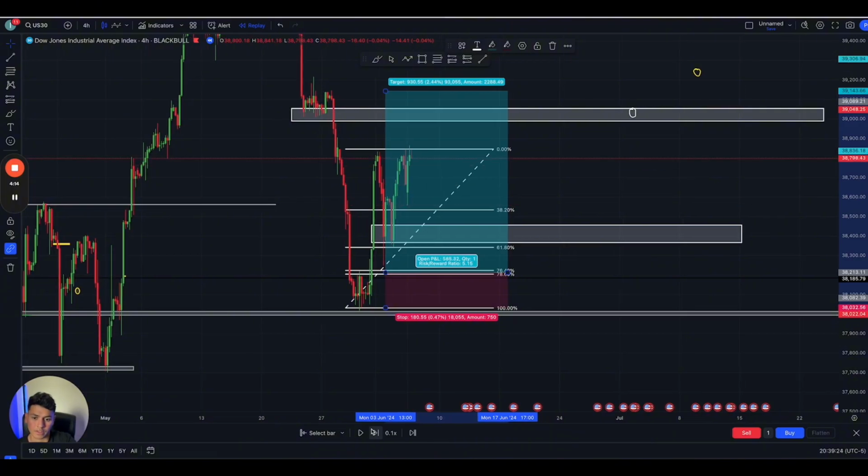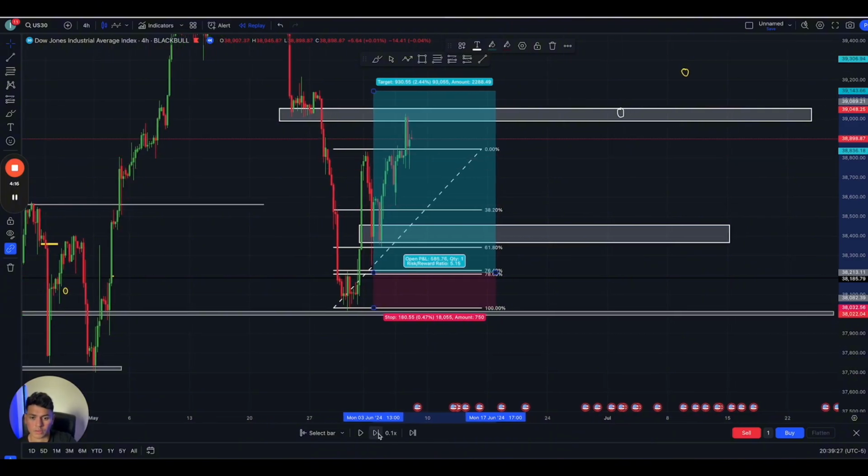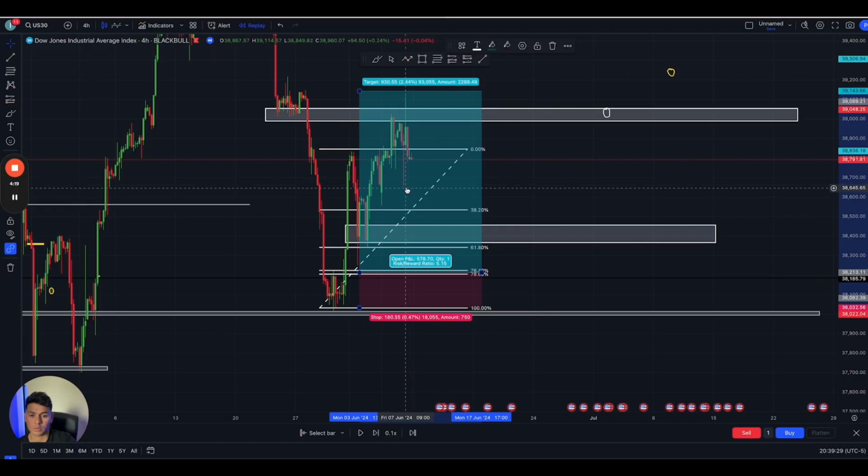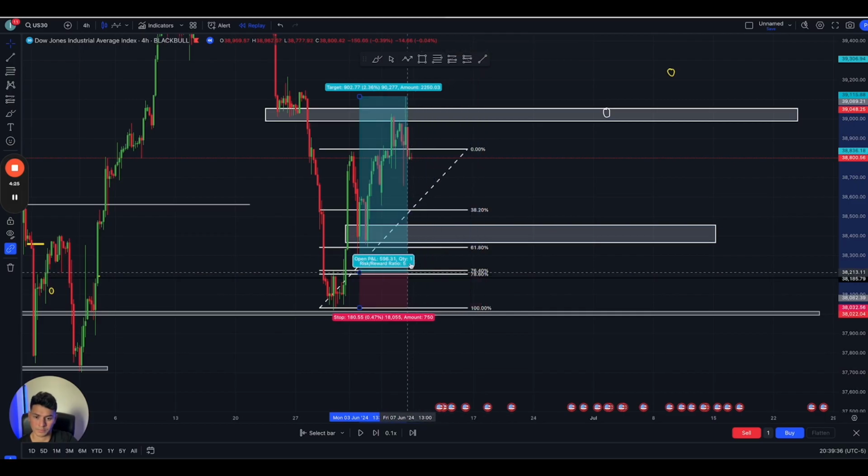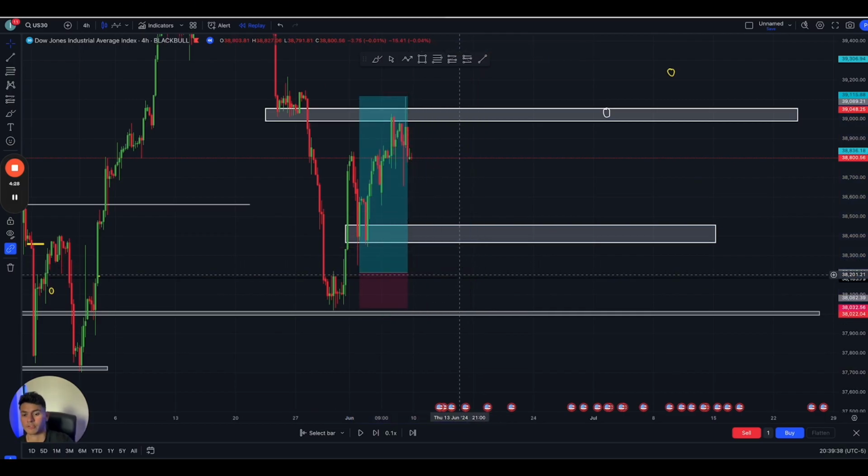So as you guys can see, this trade actually worked. We almost hit take profit. I wouldn't have been so greedy, so I would have just closed around this key level. So there, it worked on the first trade.